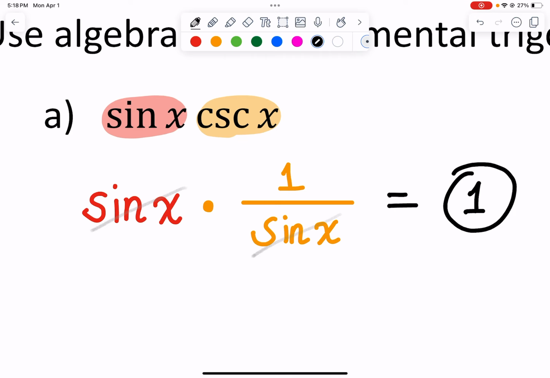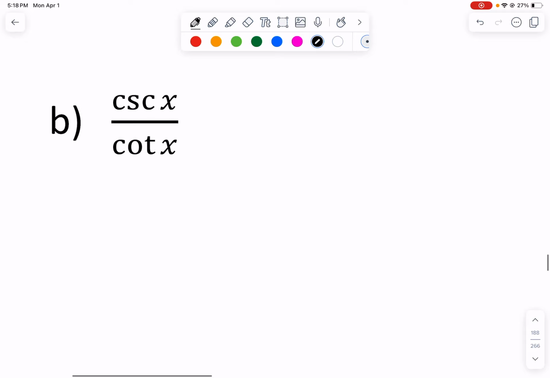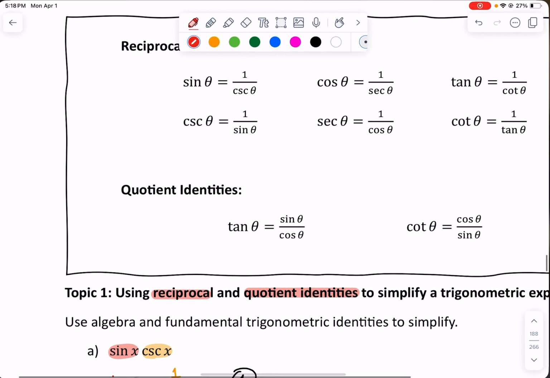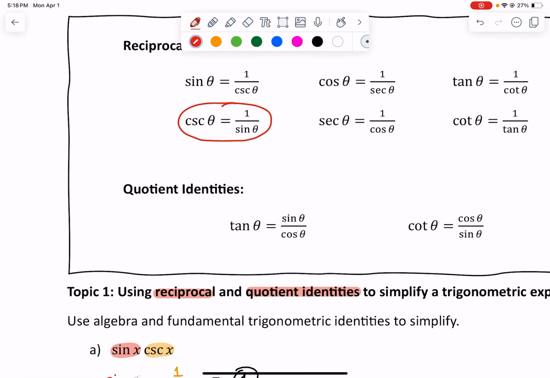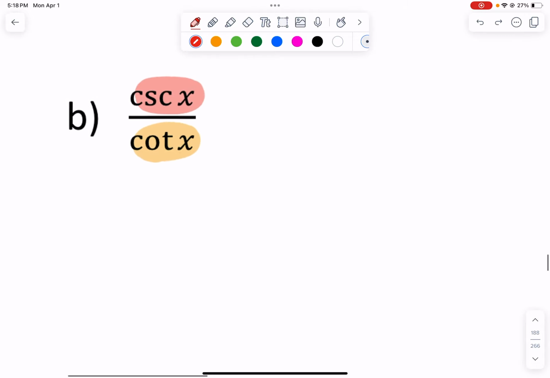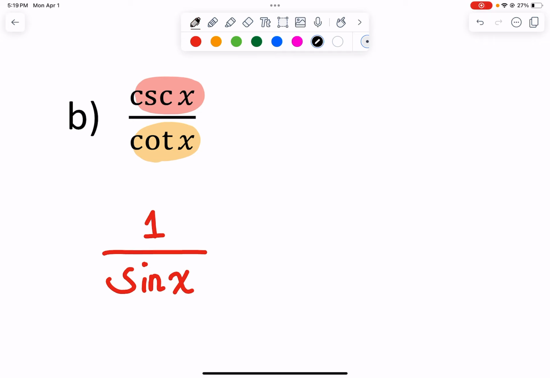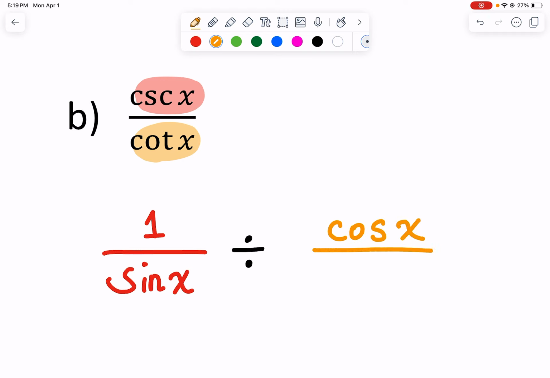Okay? Let's look at the second one. The second one has cosecant x on top and cotangent x in the denominator. Now I'm going to zoom out and show you what cosecant x is. Remember, cosecant x is 1 over sine, right? So I am going to write 1 over sine first. But instead of making it into a fraction, I'm going to just say that is the same as dividing it by cotangent x. Now, cotangent x is cosine over sine. That is by the quotient identity, okay?